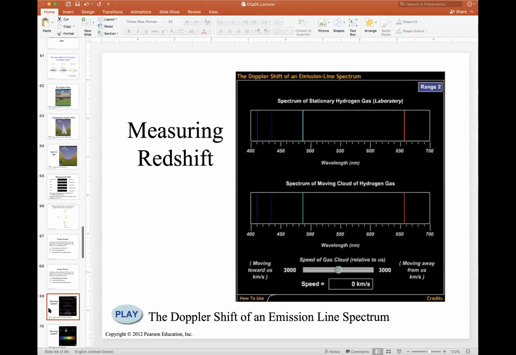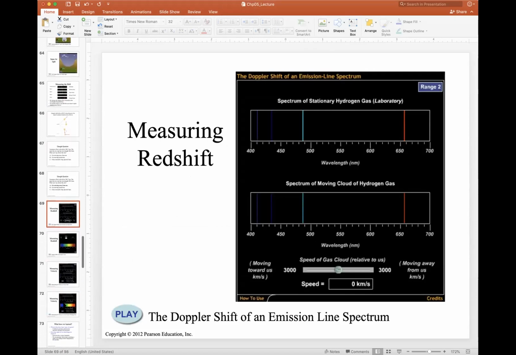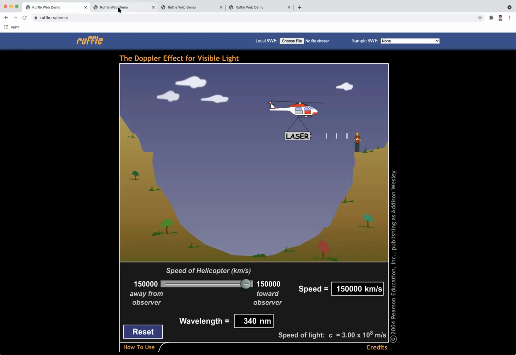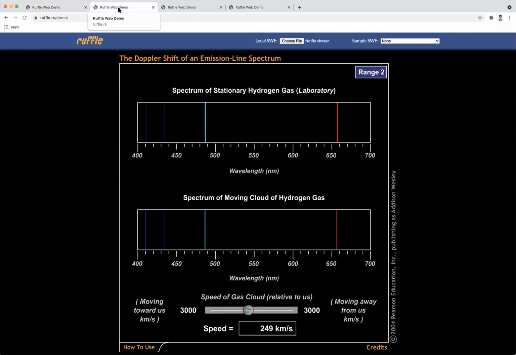Okay, so we can measure these red shift and blue shift in the lab, and I'm going to play this here, but they're also available for you. You can play with them, download them on your computer. They won't harm your computer at all. So here is a spectrum of a stationary hydrogen gas in the laboratory on top, and a spectrum of a moving cloud of hydrogen in the sky somewhere between galaxies.